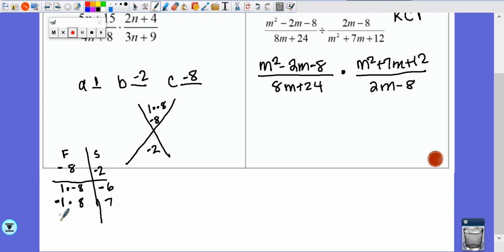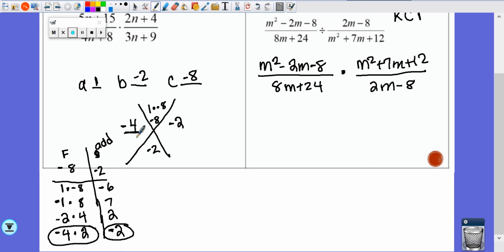+7. The other factors of -8 would be 2, -2 times 4, and then the other one is -4 times 2. If I do the math, -2 plus 4 is +2, and then -4 plus 2 is -2. So it looks like this is my winning combination right here. They multiply to give me -8, but they add to give -2. So here my factors are going to be -4 and -2.